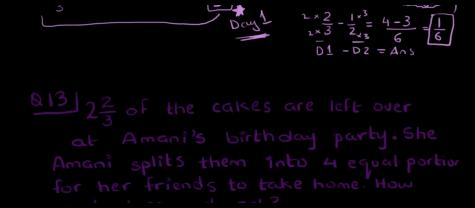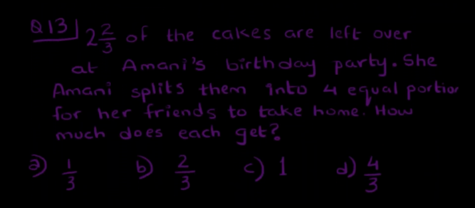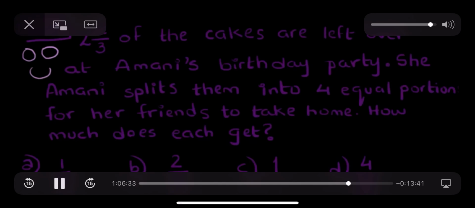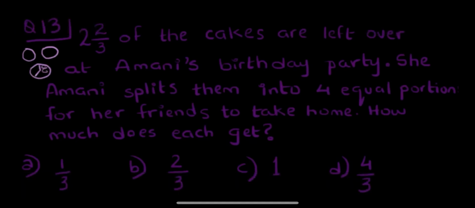Next question. A mixed number again. So what they're saying is 2/3 of the cakes are left over at Amani's birthday party. So 2/3 are left over. So we've got 2 wholes, and from the third one, we've got 2/3 left over. 2/3 cakes of her party is left over. She splits them into 4 equal parts. That means we've got 2/3, and she splits them into 4 equal parts. How much does each get?